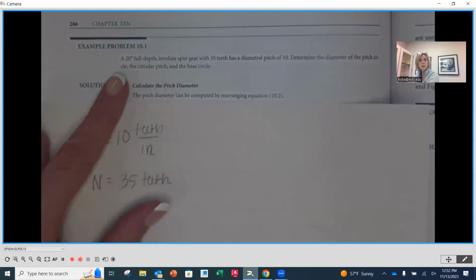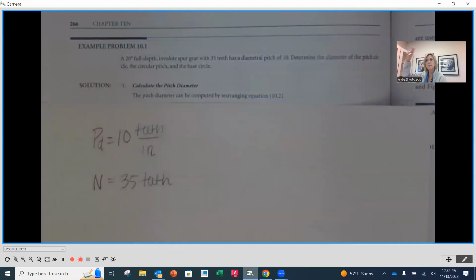It has to be 20 degrees, right? So diametral pitch and pressure angle have to be the same for two gears that are enmeshed. Number of teeth can be different, and many times intentionally different, right? Because we usually want to change that rotational speed.